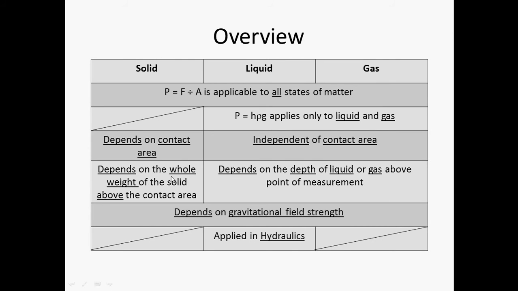Then moving on, solid pressure is dependent on the whole weight of the solid resting on the contact area, but for liquid and gas, it's only dependent on the depth of the liquid or the gas above the point of measurement. Okay, it's what is directly above, and it depends on the depth rather than the whole weight of the liquid and gas. And then next, all three states are dependent on the gravitational field strength of the planet. In this case, of course, it is Earth, if we are on the Earth.